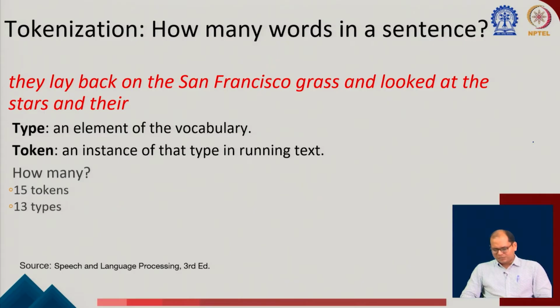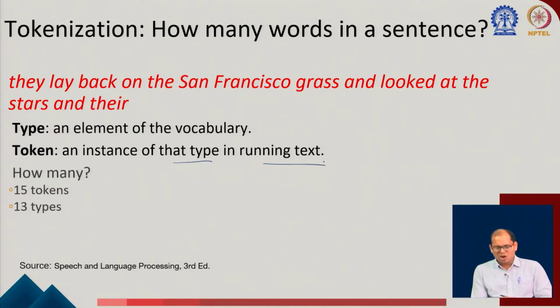A little bit of background about this. Let's take a sentence and find out how many tokens are actually there. This is my sentence: They lay back on the San Francisco grass and looked at the stars. It is just a snippet from a sentence. Now I can talk about the number of types, which are the unique words here. This will be an element of the vocabulary. Vocabulary only has unique words, so a word occurring multiple times will not be in the vocabulary multiple times, but it would be counted as multiple tokens. A token is an instance of that type in the running text. So if a type occurs multiple times, it would be counted as multiple tokens.